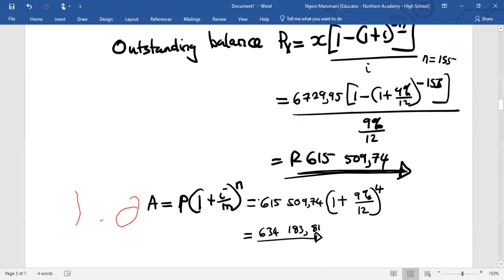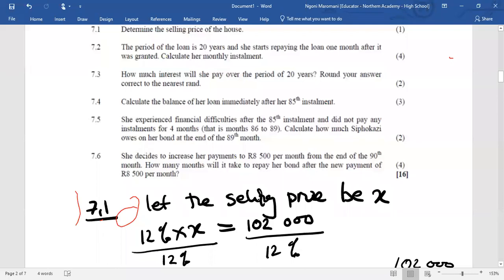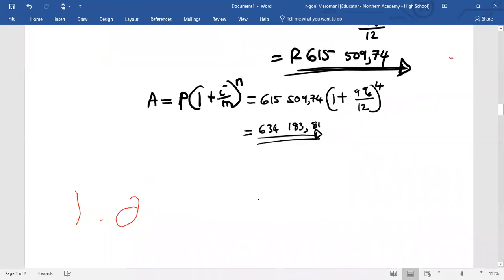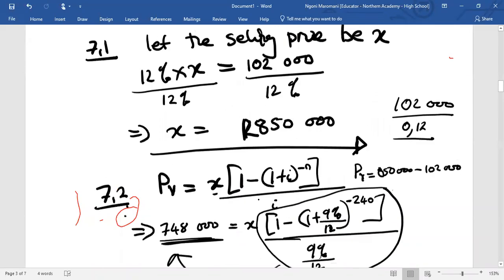Now let's go back to the question again. What was the question exactly saying? She experienced financial difficulties. Then the question is saying, calculate how much Sipokas owed the bank at the end of the 9th month. Can you see how much she is owing? She is owing this much already. You can always think what would be likely to be the next question. Now, the next question will be coming from this one. Let's look at the next question now.